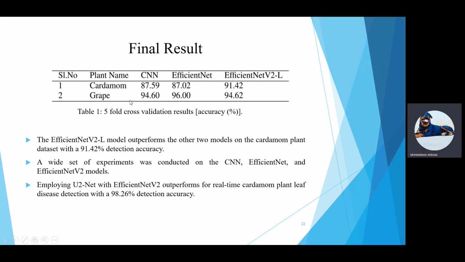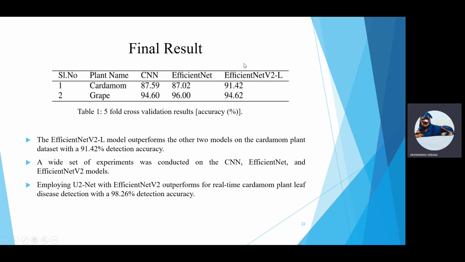For grape, we will be getting 94.60 while using CNN. If we use EfficientNetV2, we will be getting 94.62. This is the explanation of what I have explained. The EfficientNetV2 L model outperforms the other two models on the cardamom plant dataset with 91.42. When compared to EfficientNet and convolutional neural network, EfficientNetV2 is better because it will be giving accurate detection.